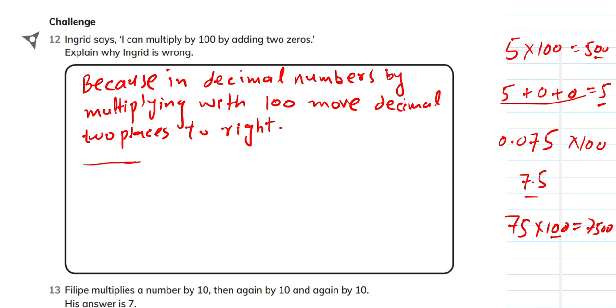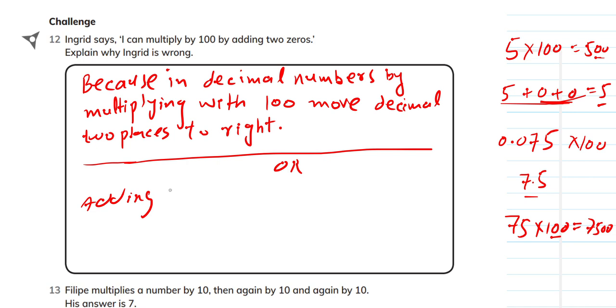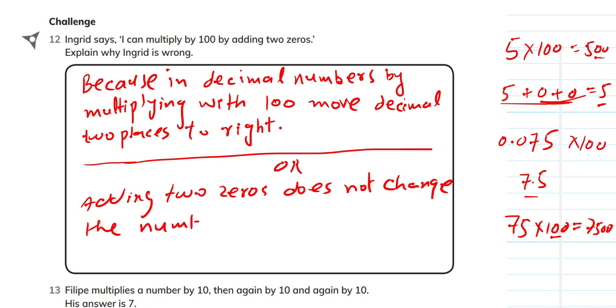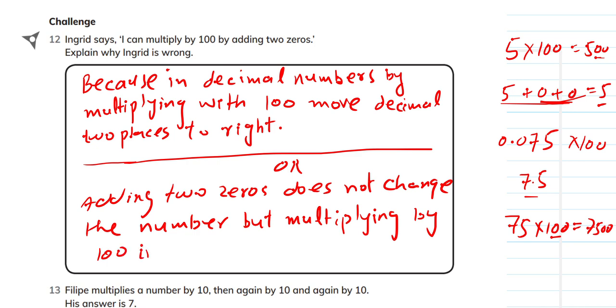Alternatively, I have another answer also. Because if you consider this scenario of adding two zeros, you can say adding two zeros does not change the number, but multiplying by 100 increases it 100 times.